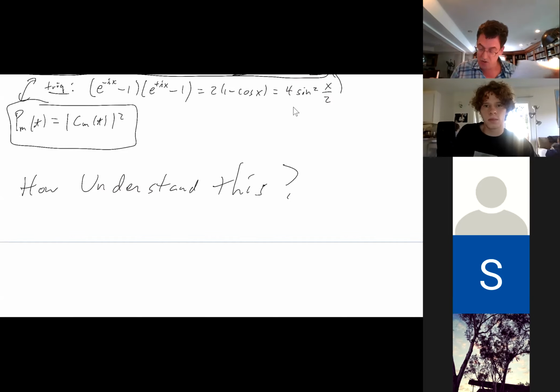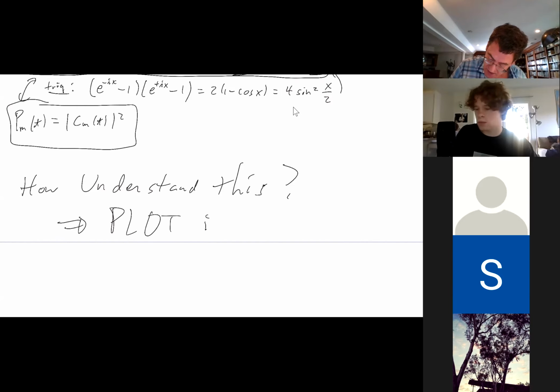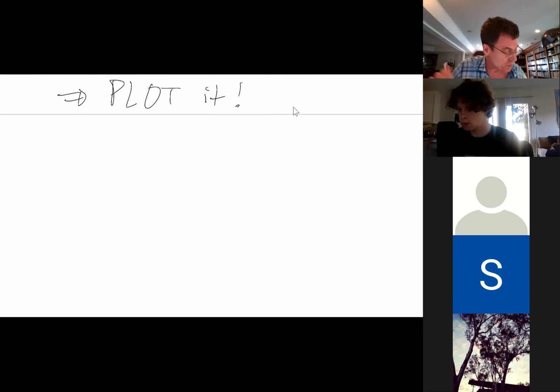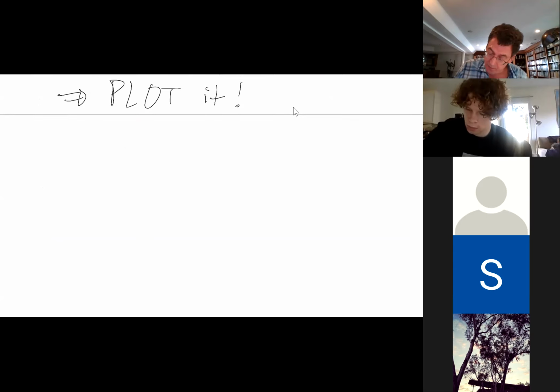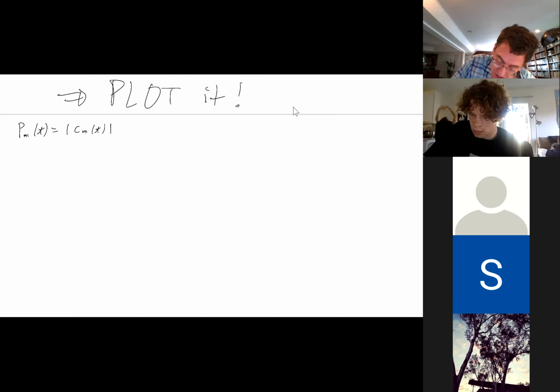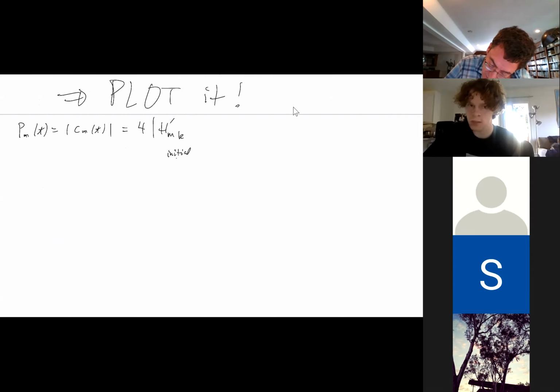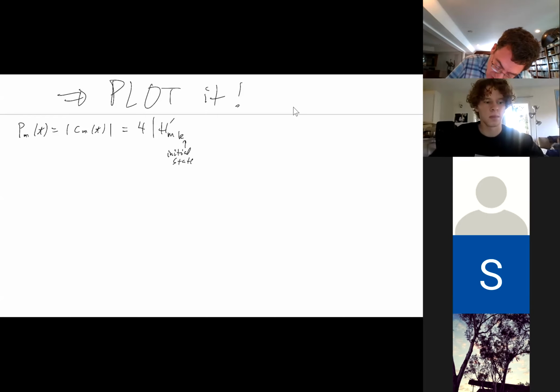Okay, so to understand it, let's plot it. So here we have it. The probability to be in state m at time t is equal to C_m of t squared, which is equal to this thing: 4 times the matrix element that connects the initial state with the final state.